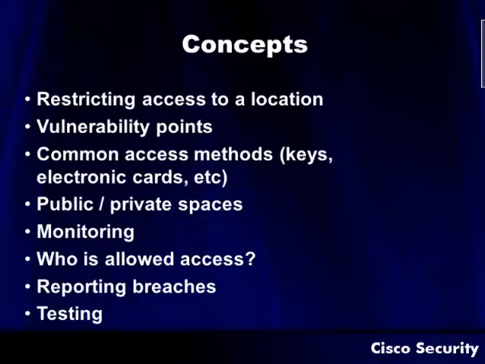So some of the concepts we're going to be going over are restricting access to locations, some vulnerability points, and common access methods such as keys, electronic cards, etc. Public and private spaces. We're going to be going over monitoring and who is allowed actual access. We're also going to talk about reporting breaches and testing out our system. And remember, the CCNA Security doesn't go as deep as I will into physical security, but like I said, it's one of those things that definitely needs to be looked at and brought into our security planning.